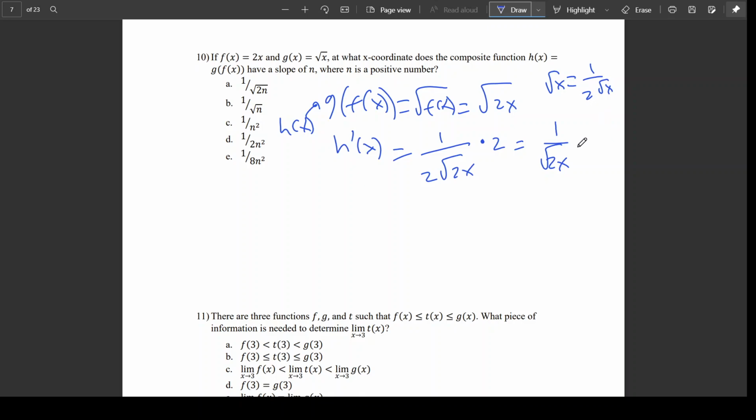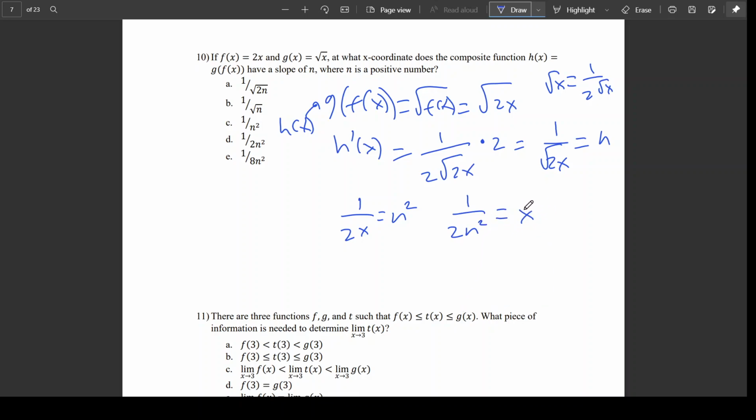Okay, now what we have to do is we have to say, alright, if the slope is n, right, so this is n, I want to find the x coordinate where it's equal to n, so I'm just going to have to solve this for x, right? So first thing I'll do is I'll square both of these, so I'll get 1 over 2x equals n squared, and then I'll swap both of these, and I'll get 1 over 2n squared equals x.